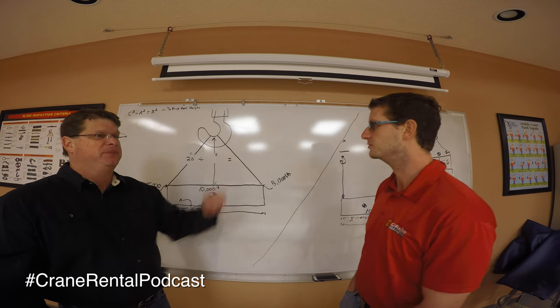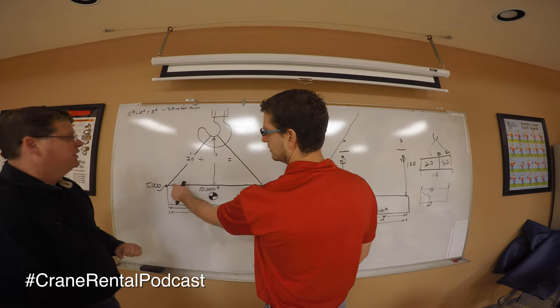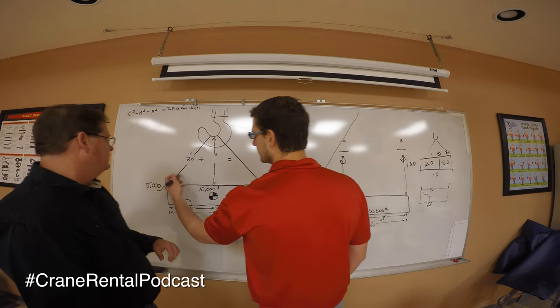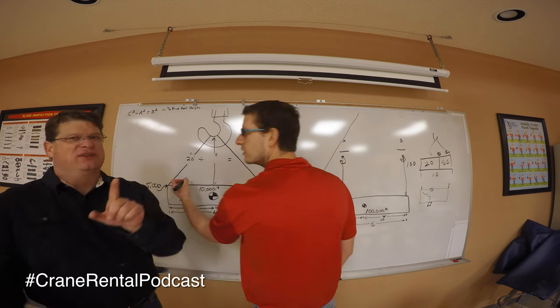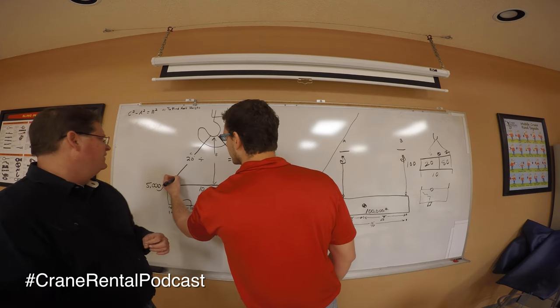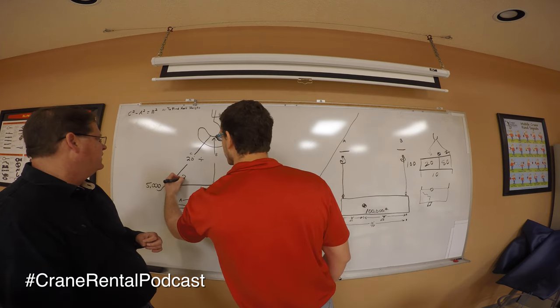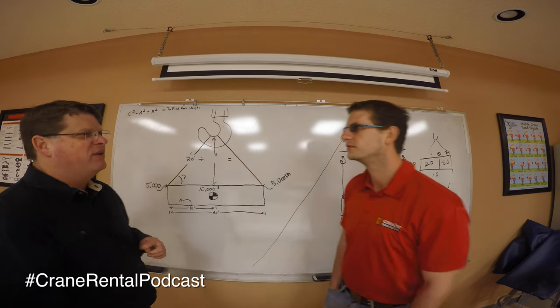Now, what are our knowns? We have a 20-foot sling, right? Yes. We have a known angle. We don't have a known angle in this case. So this is a question mark, and we don't know that angle.